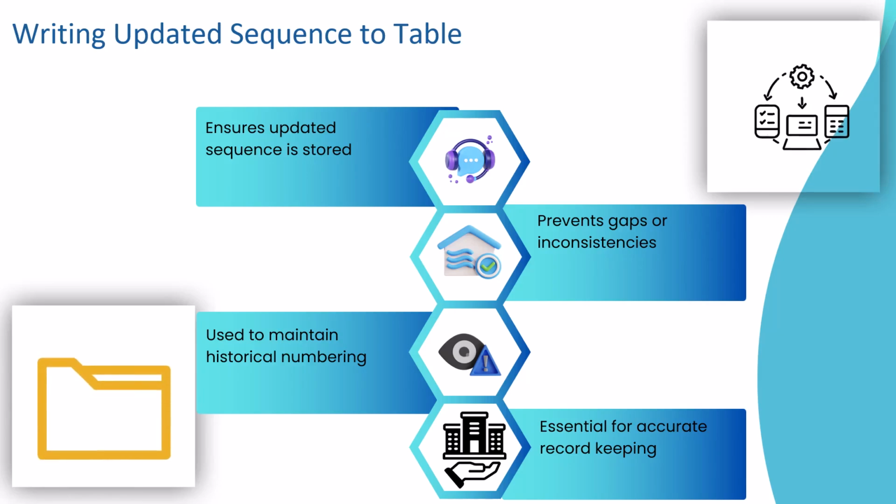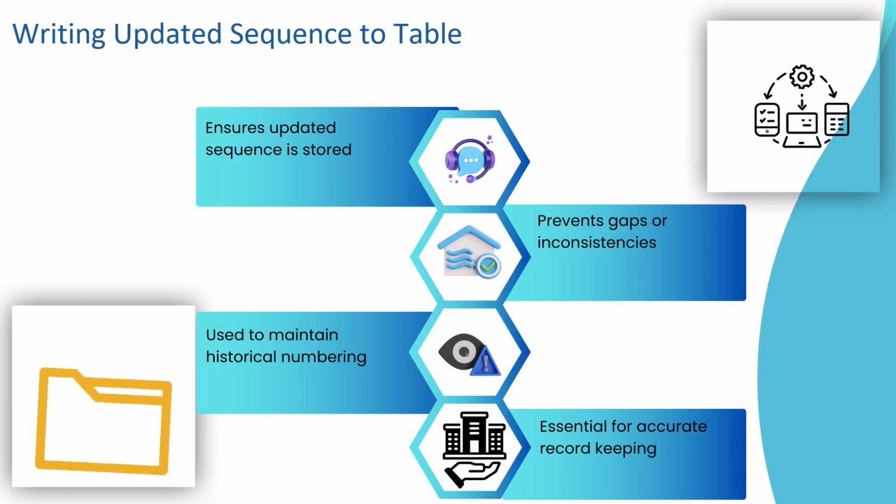Updating sequence tables is like saving your work. Skip it, and things get messy. This process ensures no gaps, no inconsistencies. Whether it's tracking invoices or keeping historical numbering intact, accuracy is key. Think of it like recording high scores in a game. You wouldn't want to lose your top score, right?